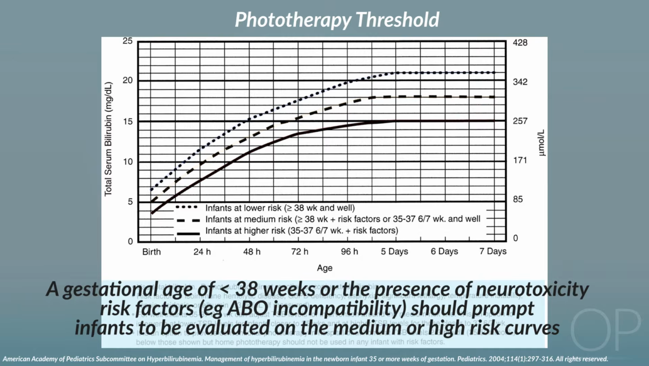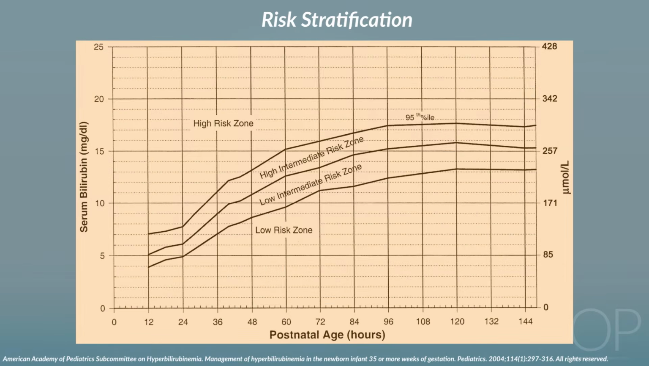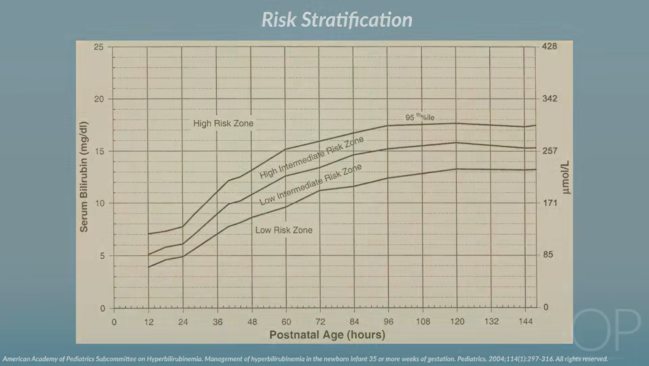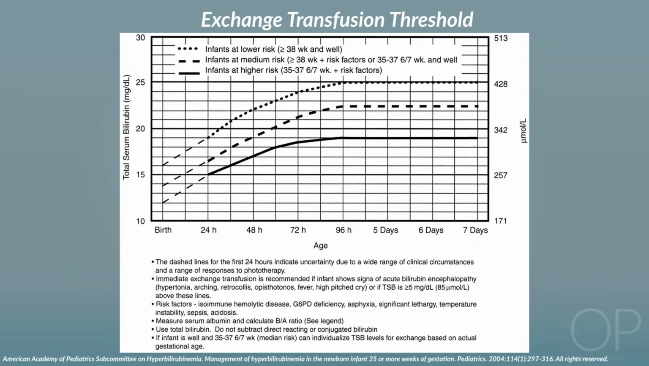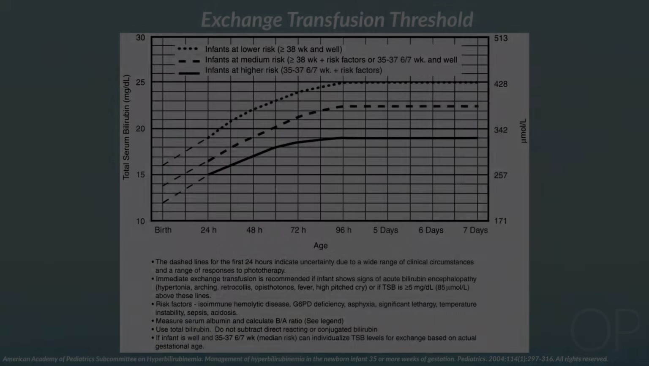A gestational age of less than 38 weeks, or the presence of neurotoxicity risk factors, such as isoimmune hemolytic disease or ABO incompatibility, should prompt infants to be evaluated on the medium or high risk curves. If your patient is below the phototherapy threshold, the nomogram and Bilitool will risk stratify the likelihood of the patient needing phototherapy in the future. Finally, when you are calculating your patient's phototherapy threshold, it is good practice to determine the exchange transfusion threshold, which can be done on the AAP nomogram, but is not part of Bilitool.